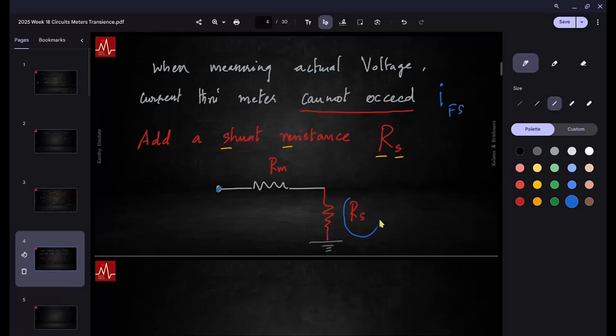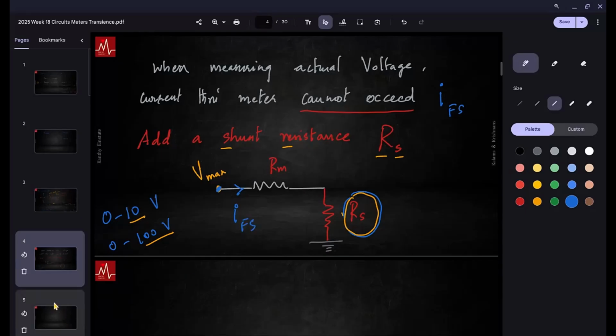Now, this RS is chosen to make sure you pick a range of voltage, say 0 to 10 or something like that. Sometimes you want to make it 0 to 100 volts. You give me the range. If it is 10, there is a shunt I will put. If it is 100, I'll put a different shunt, such that with the maximum voltage in the range that you apply, you get full scale deflection. Getting full scale deflection means the current through the meter has to be full scale. Okay.